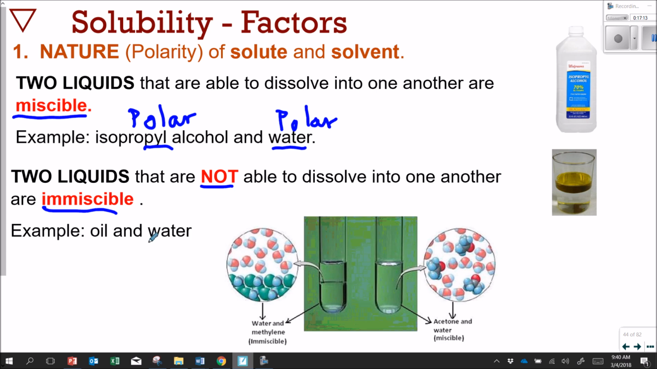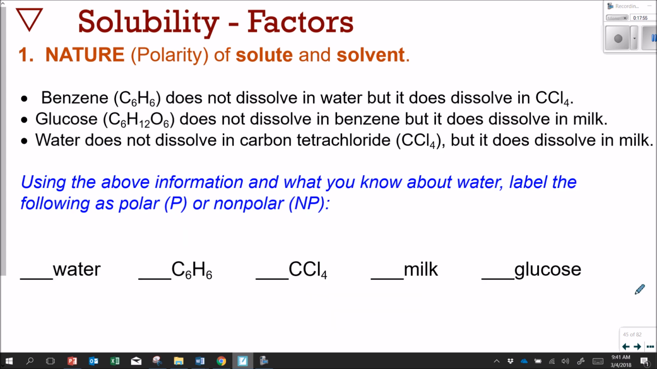So again, in our example of oil and water, since we know that water is polar, oil has to be nonpolar. And we can see that in the picture here. Water and methylene are immiscible. They form two separate layers. Acetone and water are miscible. We form one uniform layer. And let's do some practice to decide which substances are polar and nonpolar depending on their solubility.